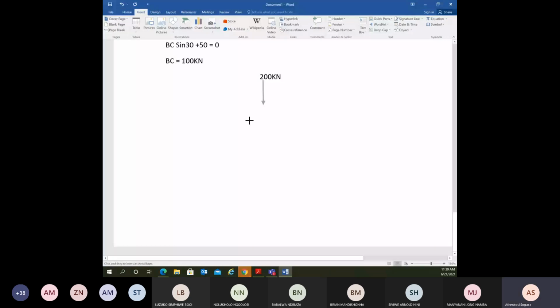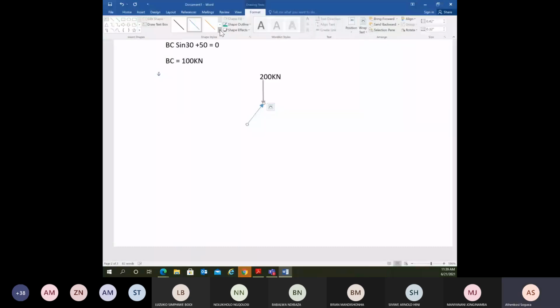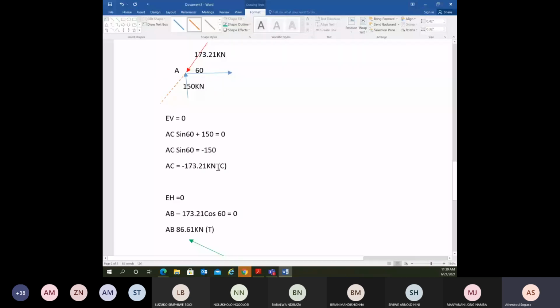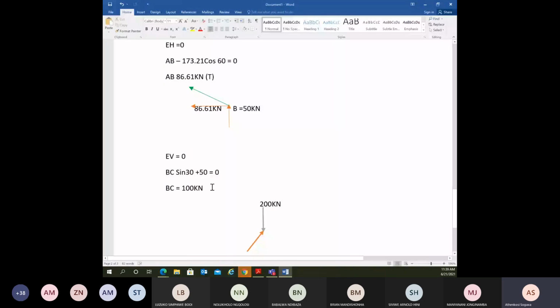Then we determine the upper: the force is in compression, and this one is in tension. Now, I think I didn't indicate which way it goes. With the negative 50, divided by 30 multiplied, therefore it's in compression. It's in compression, this one.